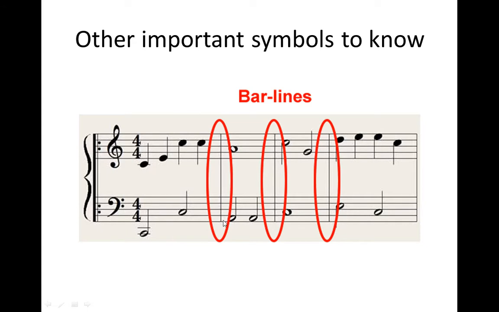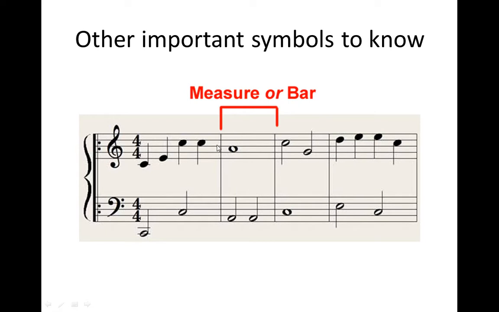You'll also see these lines that cut up the piano music into sections. These are called bar lines. And the section in between two of these lines is referred to as a measure or bar. And every one of these measures will have the same number of beats in them.